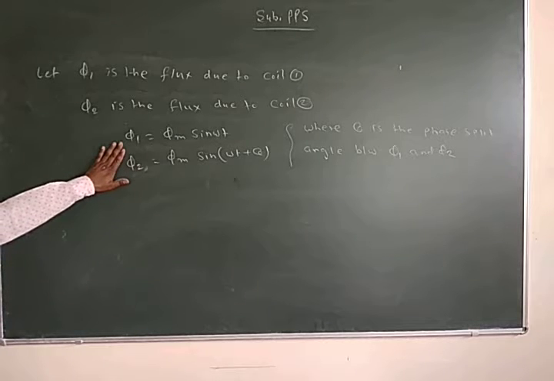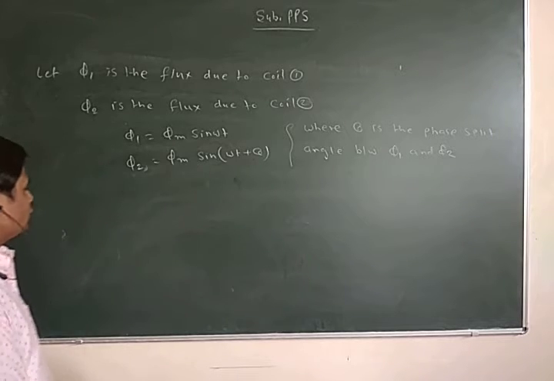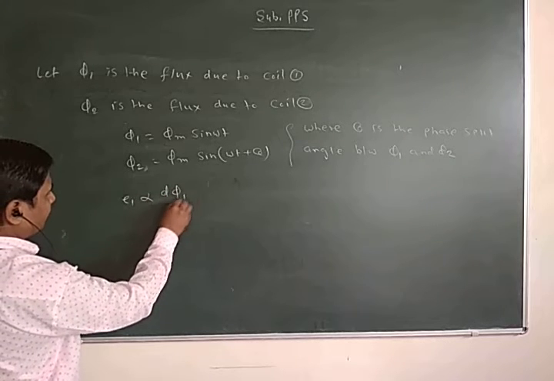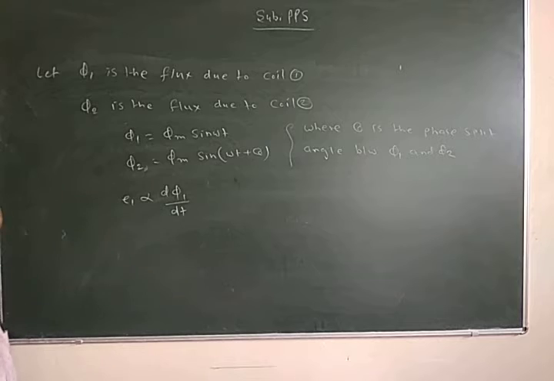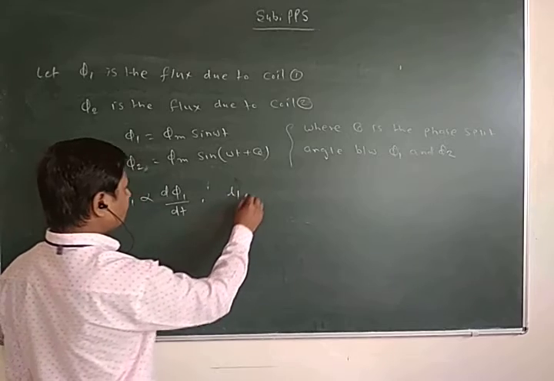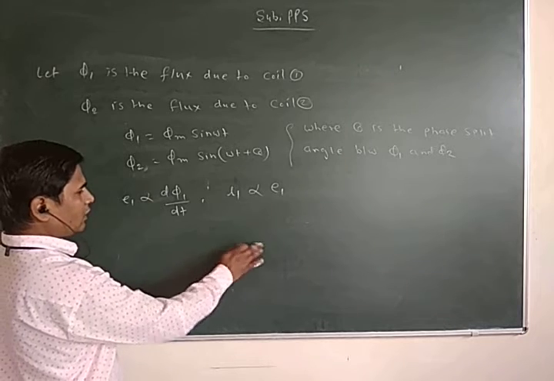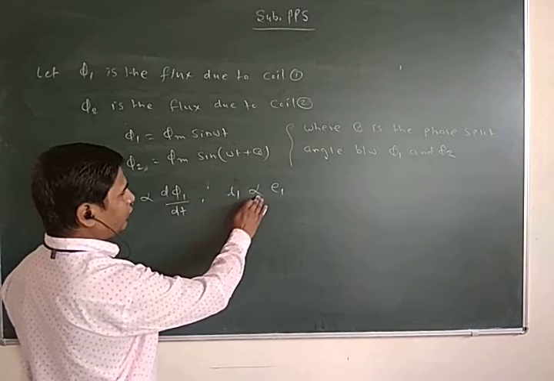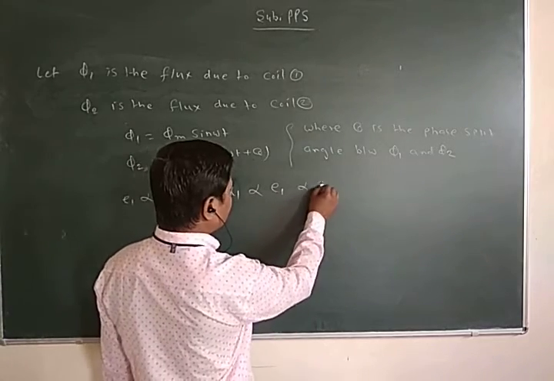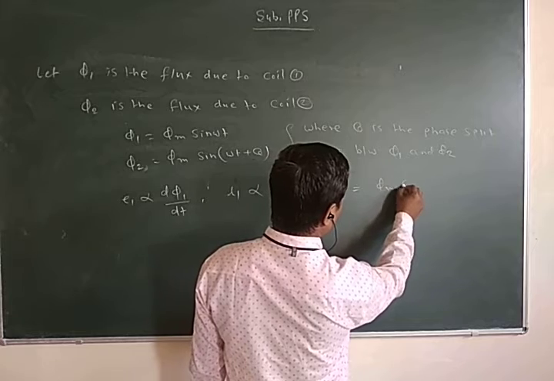So due to flux Phi1, the EMF induced in the rotor is E1. So we can write E1 is directly proportional to d Phi1 upon dt, from Faraday's law of electromagnetic induction. And current in the rotor I1 is directly proportional to E1. If we consider a small resistance of the rotor, I1 is equal to E upon R, or I1 is directly proportional to E1, or d Phi1 upon dt, that is equal to Phi m cos omega t.